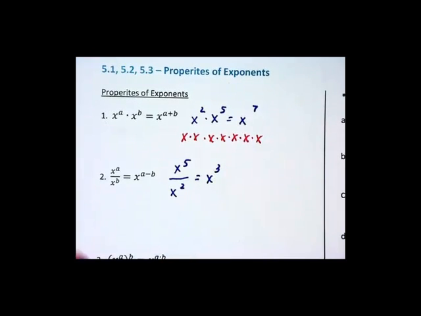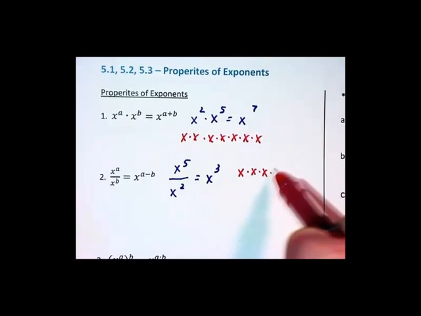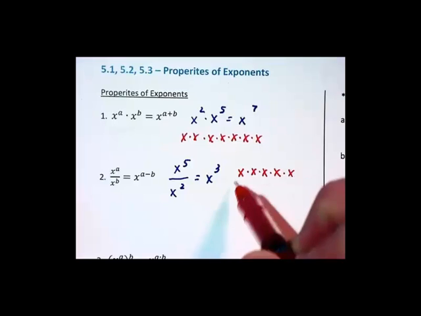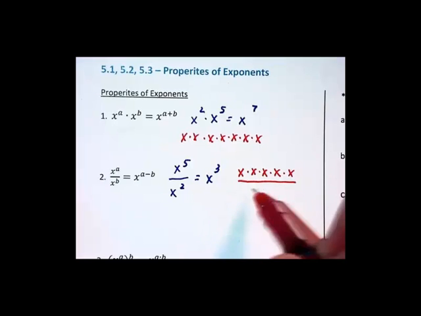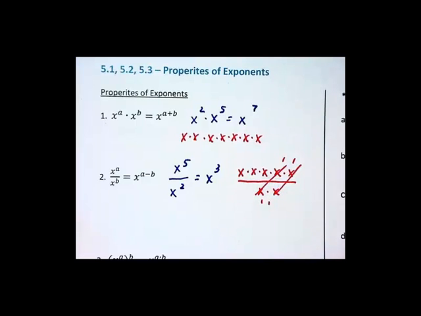Now what's really happening here is, let's say we have x to the fifth, which represents 5 x's being multiplied together, being divided by 2 x's being multiplied together. If we were to cancel in each of these situations here, we would have 3 x's left over in the numerator, and that would be x cubed.